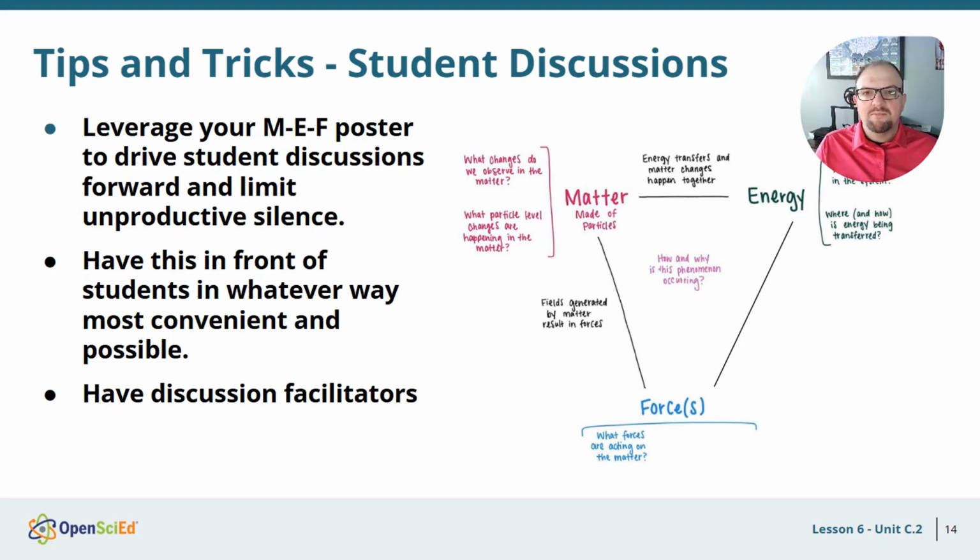First, I keep that matter, energy, and forces poster front and center. I don't just leave it on the wall, I have students actively looking at it. When I notice that a group is getting stuck, I prompt my discussion facilitators to use the poster category to drive the thinking forward. I encourage them to ask things like, okay, look at the matter column. What changes are we seeing in those particles? Or look at the force column. What is pushing or pulling here? I find that using the poster as a third point in the conversation takes the pressure off students to simply know the answer and shifts the focus to using the lens of the cross-cutting concepts.